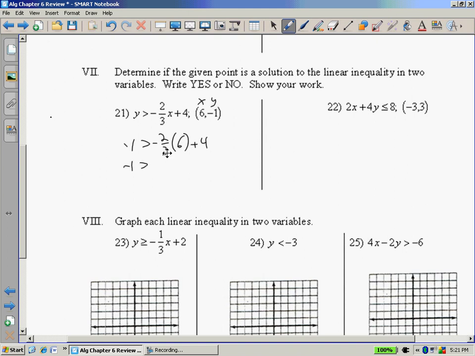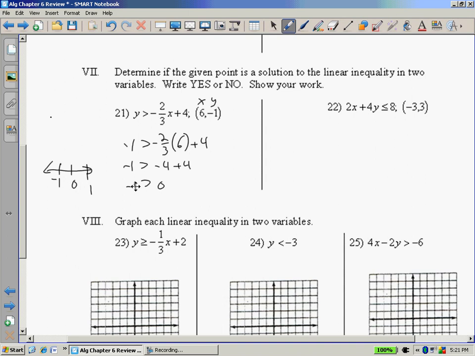6 divided by 3. This is a shortcut that works if the denominator is divisible easily by the product here. 6 divided by 3 is 2, times negative 2 is negative 4. Negative 4 plus 4 is 0. Now, is negative 1 greater than 0? Let's check it out on the number line just to be sure.